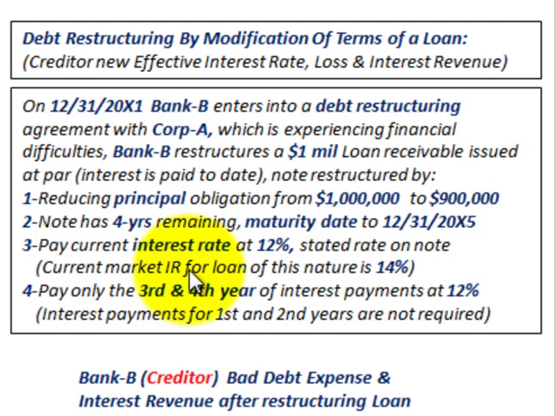Now, the current market interest rate for a loan of this nature is 14%, but Bank B is just going to say, okay, you have to pay a 12% interest rate on this loan. And then the fourth point is that you're going to pay only the third and fourth year of interest payments at that 12% interest rate. That is, Corporation A is only going to have to pay year 3 and year 4 on this loan for the interest payments. The first year and the second year are not going to be required. Corporation A isn't going to have to pay Bank B any interest payments for the first 2 years, just the third and the fourth year.